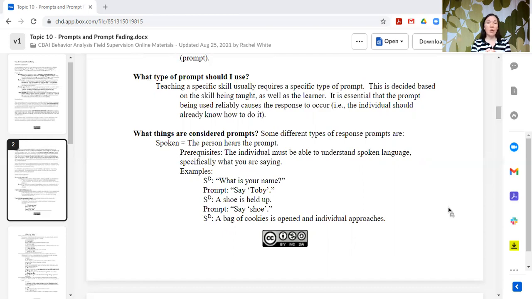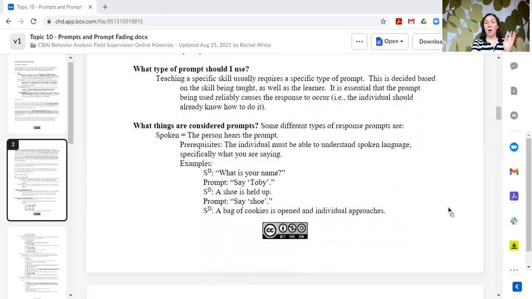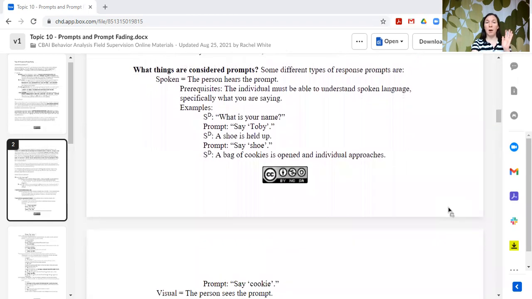If the behavior isn't in the learner's repertoire at all, nothing evokes that behavior, that's where we're probably going to need to use some shaping strategies to get the behavior to occur in the first place. And we'll talk a little bit about that as we talk through some of these examples. So what things are considered prompts? There are different types of response prompts, like I said. One is a spoken prompt.